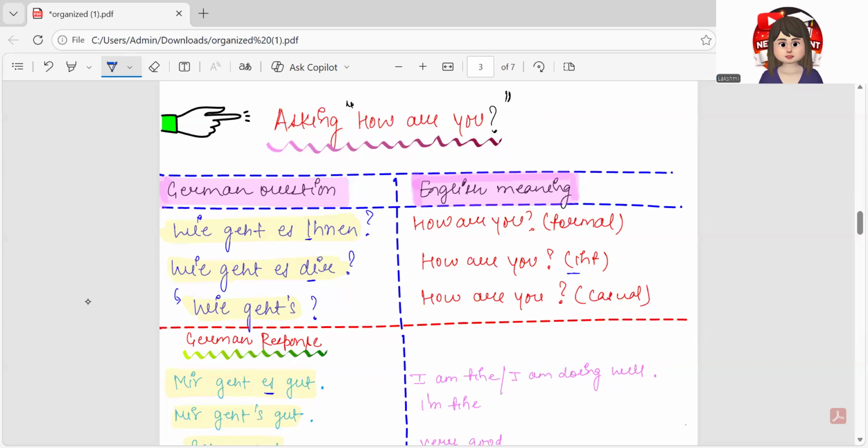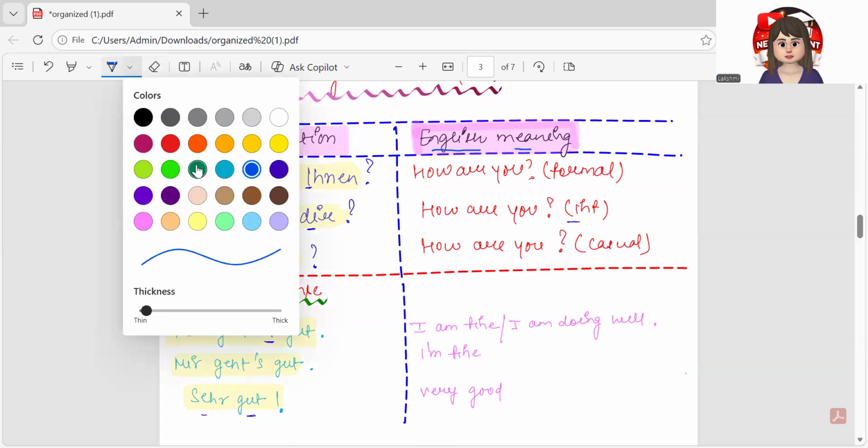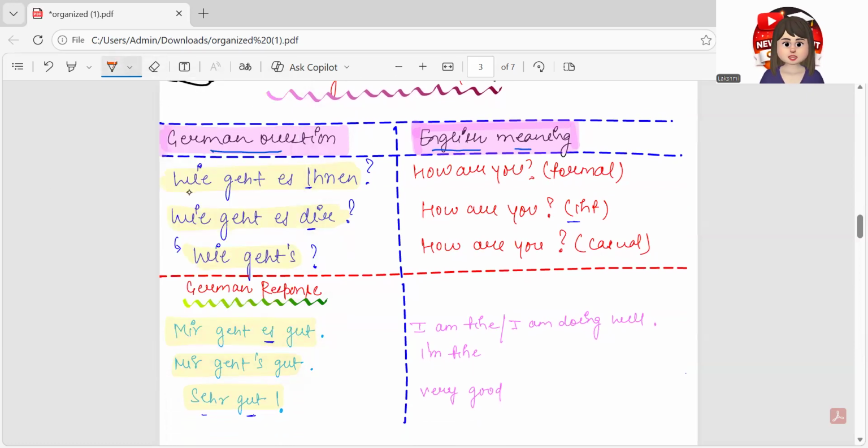Now the next thing is asking how are you in German. So these are the German questions and these are the English meanings also. How to say how are you in German? You will simply say wie geht es Ihnen. This Ihnen you will use for a formal person, for a respected person. Suppose you want to say it to your mom or your teacher, you will say wie geht es Ihnen? And in the informal way, you will say wie geht es dir?